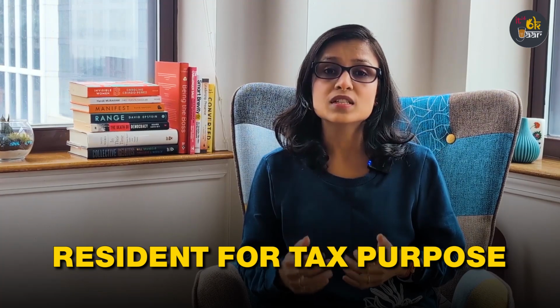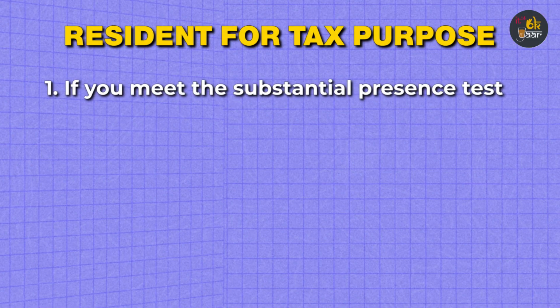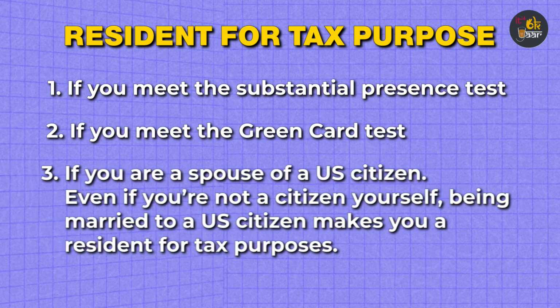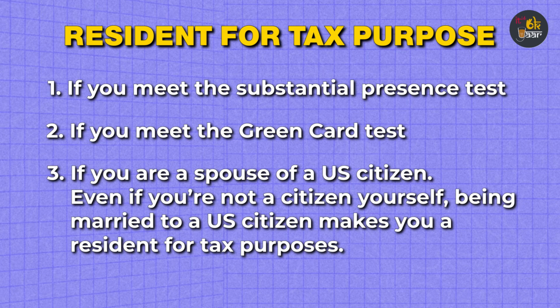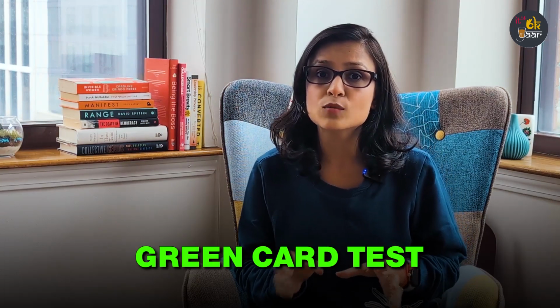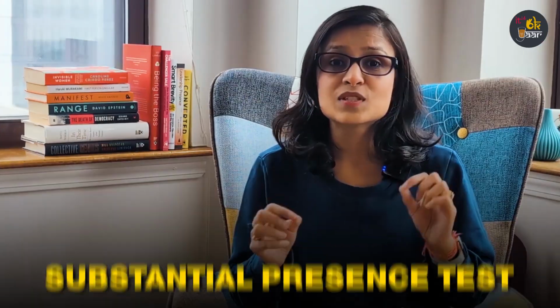In the US, you are considered a resident for tax purposes if you meet any of the following criteria. If you meet the substantial presence test, if you meet the green card test, if you're a spouse of a US citizen. Even if you're not a citizen yourself, being married to a US citizen makes you a resident for tax purposes. Now, the green card test is simple to understand. If you've been a permanent resident of the US in the past year, you have to pay your taxes in the US. The substantial presence test is a little confusing.